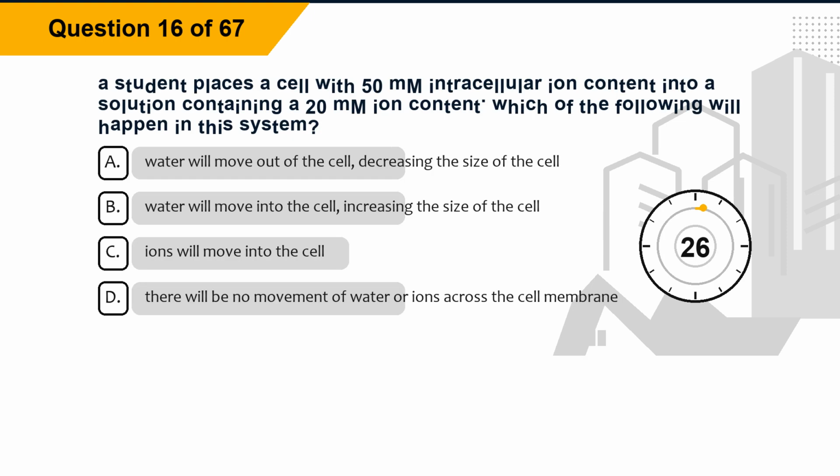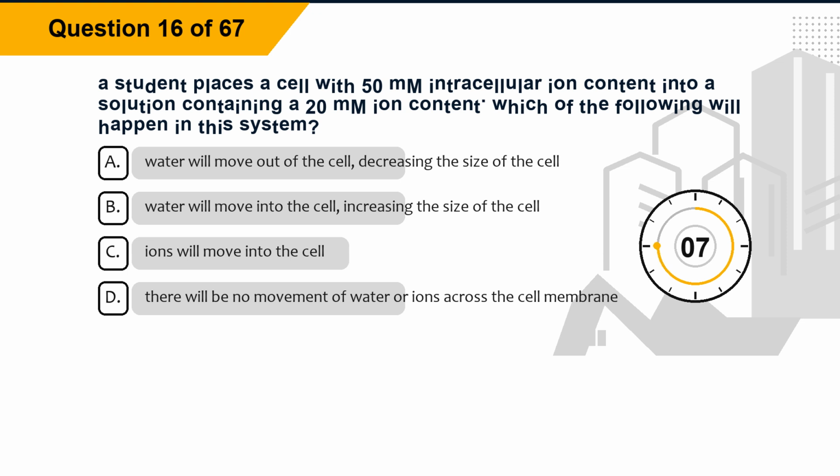Question 16. A student places a cell with 50 mM intracellular ion content into a solution containing a 20 mM ion content. Which of the following will happen in this system? Option A, water will move out of the cell, decreasing the size of the cell. Option B, water will move into the cell, increasing the size of the cell.